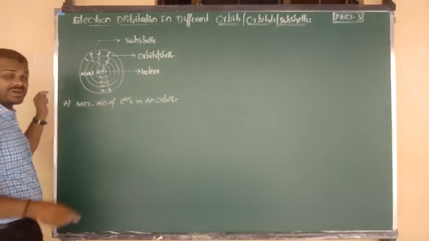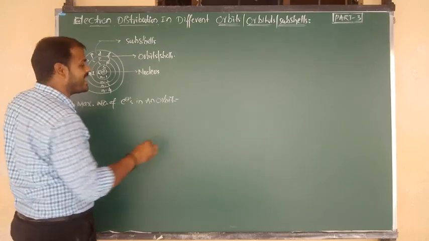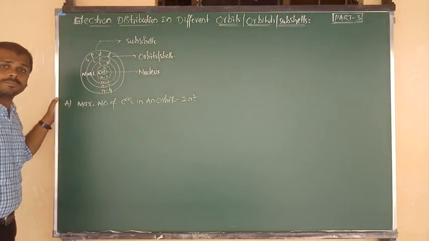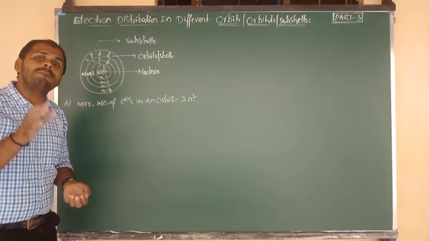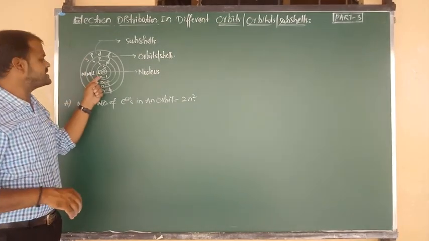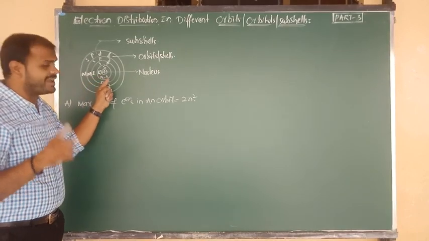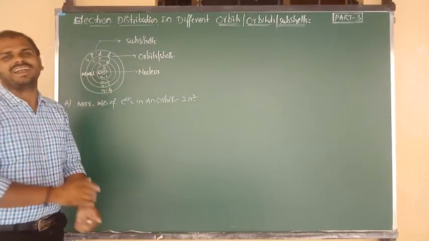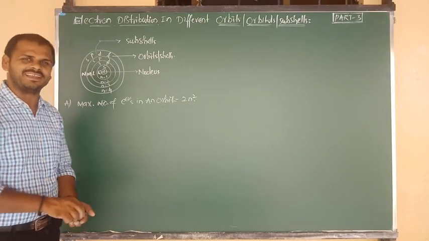The maximum number of electrons in an orbit can be calculated by the formula 2n square. Suppose you want to calculate the maximum number of electrons in the first orbit. First orbit means small n equals 1. So 2 into 1 square. The answer is 2 electrons. Like that we have to calculate.